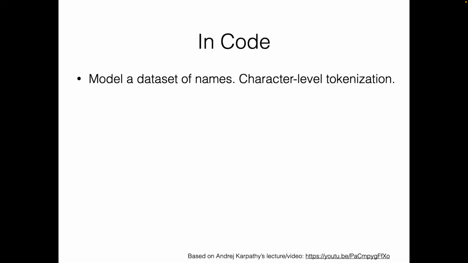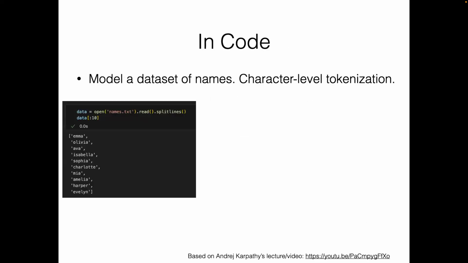Let me show a concrete example here, which is the one in the notebook. Here we have this data set of names, and here are some example names: Emma, Olivia, and so on. We're going to say that each token will be one character. So this would be E-M-M-A, O-L-I-V-I-A, and so on. That's our data set. Now we want to learn a language model which models this distribution.